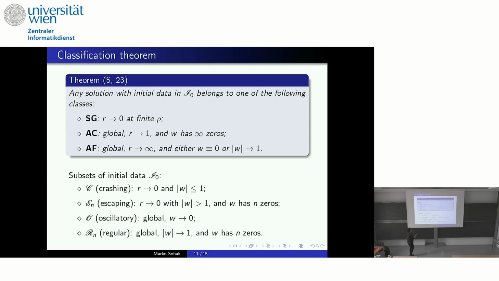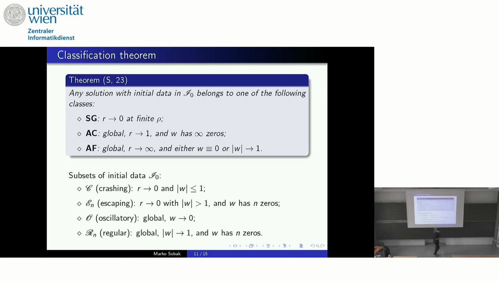And finally, we have the regular orbits, which are the ones that we are looking for. These ones are also global. They fall into the asymptotically flat category, but with W tending to 1. Here, in addition, we also want to count the number of zeros of W. I will talk about these 4 types of sets now, but if you ever forget what they are, you can find them on the blackboard.